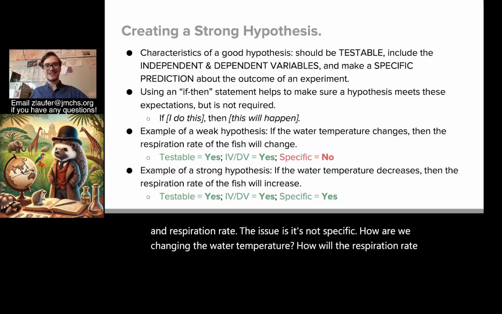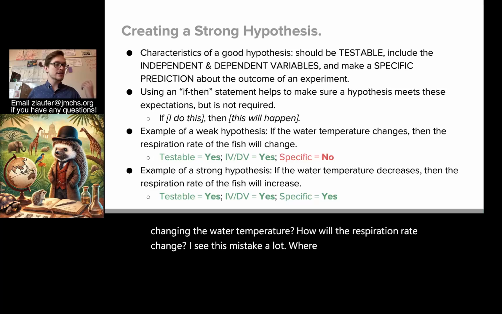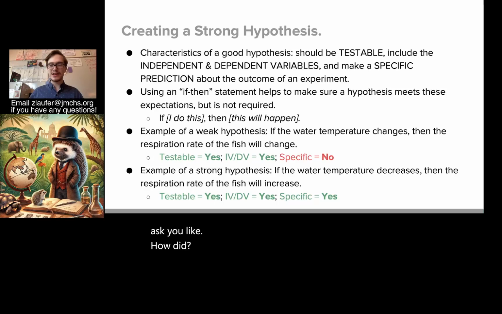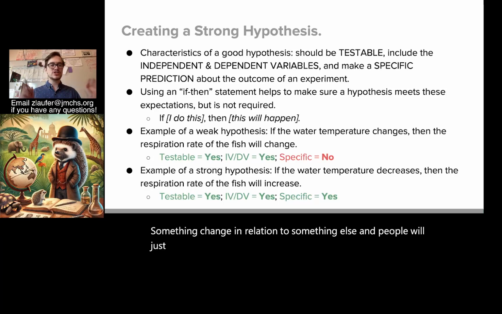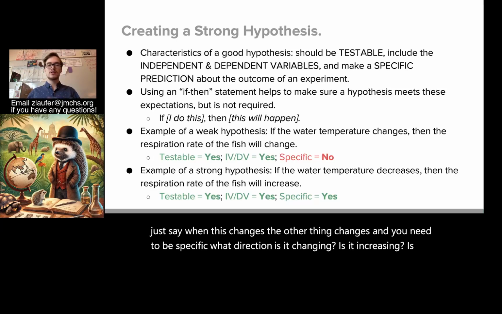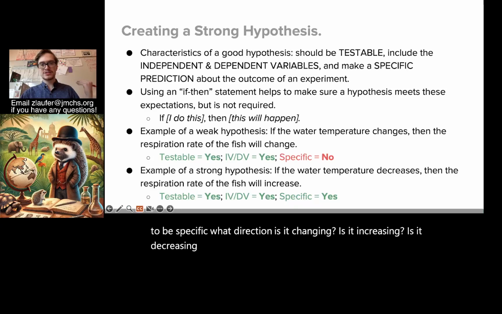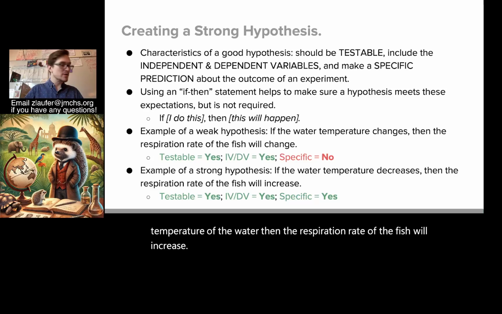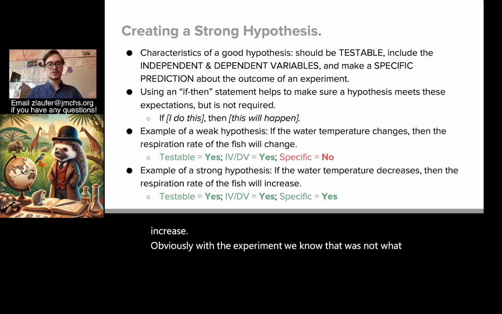I see this mistake a lot where the question on an FRQ will ask you how did something change in relation to something else? And people will just say, when this changes, the other thing changes. And you need to be specific. What direction is it changing? Is it increasing? Is it decreasing? So a better hypothesis would be if we decrease the temperature of the water, then the respiration rate of the fish will increase. Obviously, with the experiment, we know that was not what happened, but that doesn't matter because we're just trying to test it.